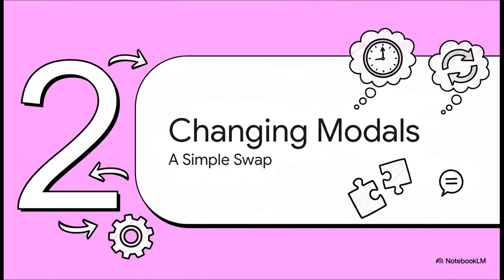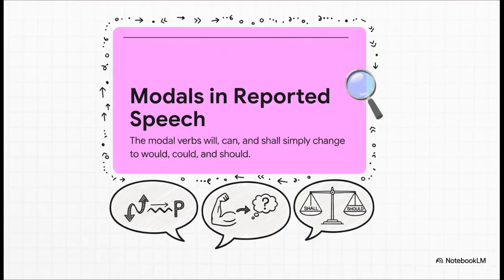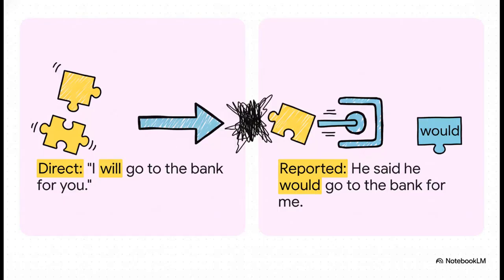Now let's build on that with something called modal verbs. And the best part? This next rule is way easier. It's not even a time shift, really. It's more like a simple swap. Okay, check out this rule. It's so simple, you're going to love it. If you see will, can, or shall in the original sentence, you just swap them out for would, could, and should. That's it. No crazy calculations, no overthinking it. So for example, I will go becomes he said he would go. See, it's just a clean one-for-one swap. This is one of those patterns that once you see it, you'll never get it wrong again.